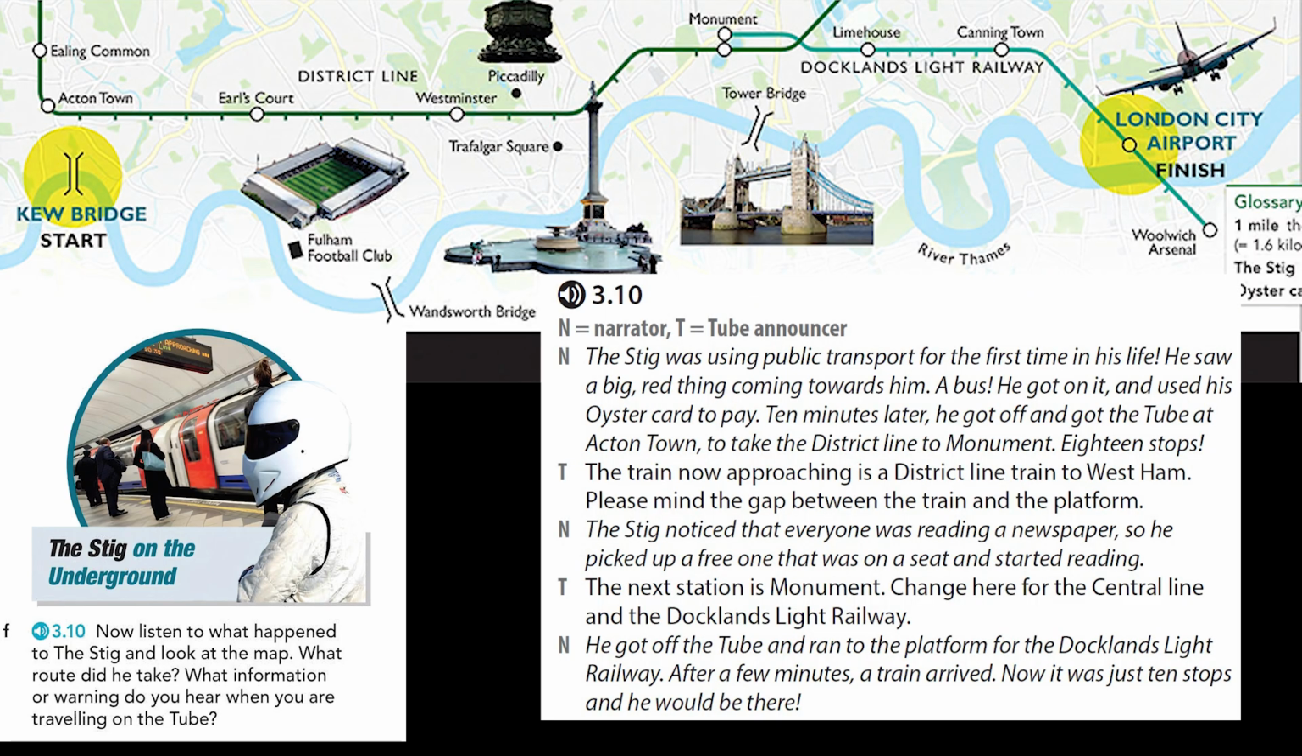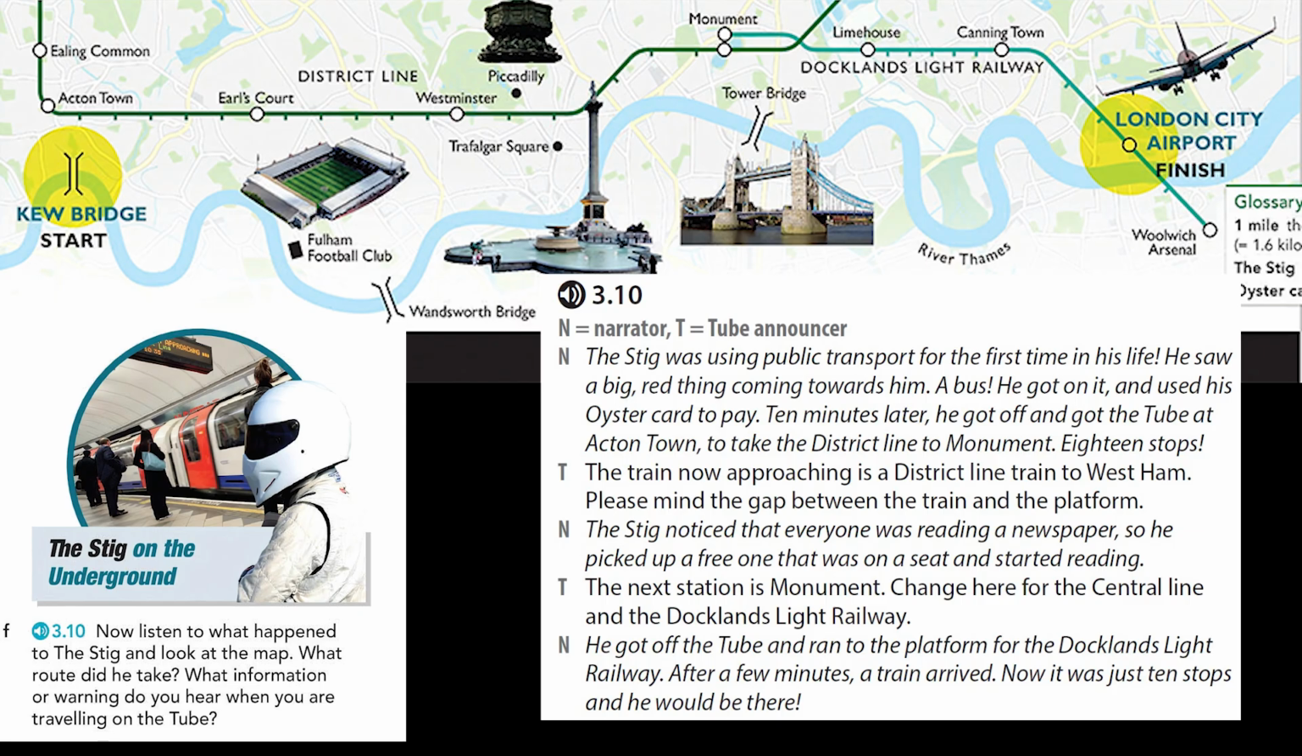3.10. The Stig was using public transport for the first time in his life. He saw a big red thing coming towards him, a bus. He got on it and used his Oyster card to pay. Ten minutes later, he got off and got the tube at Acton Town to take the District line to Monument.